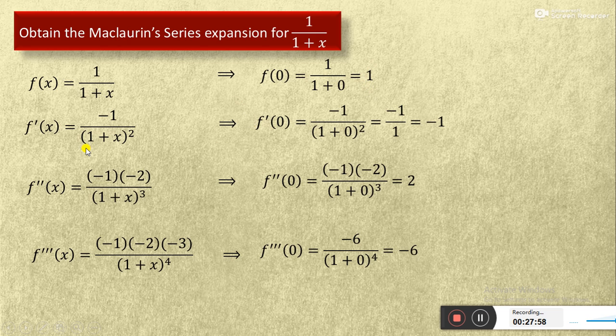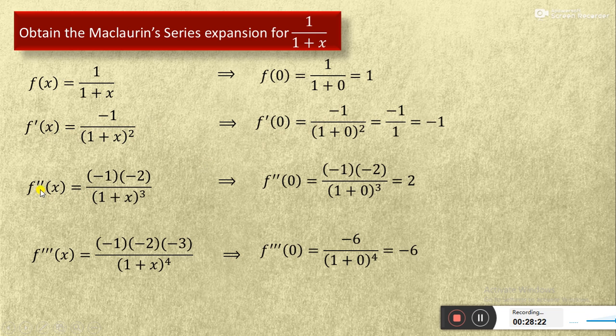So next I differentiate f of x, so f dash of x equal to the derivative of 1 by 1 plus x, which is minus 1 by 1 plus x whole square. So from this I calculate f dash of 0, which means minus 1 by 1 plus 0 whole square, so minus 1.